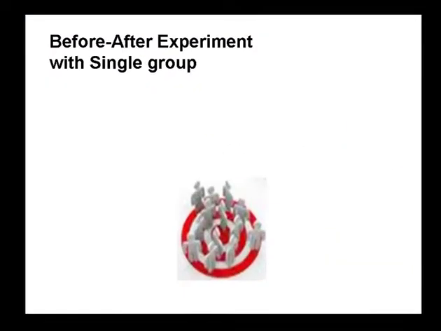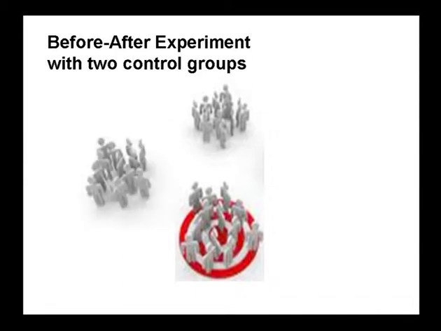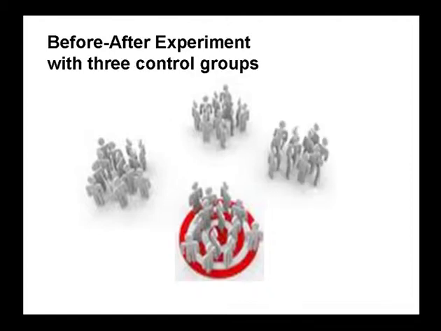There are four different types of before after experiment. 1. Before after experiment with a single group. 2. Before after experiment with one control group. 3. Before after with two control groups. The fourth one, before after experiment with 3 control groups.